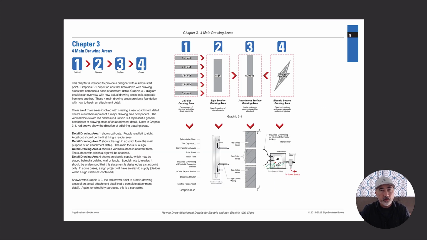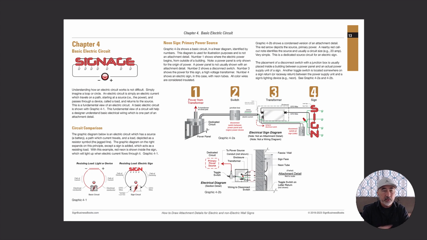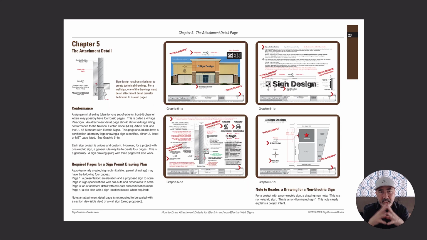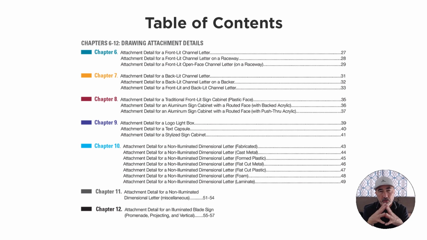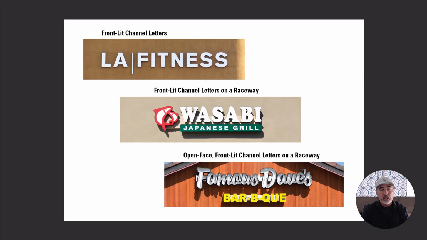Chapter 3 covers 4 main drawing components. What we do is reverse engineer the breakdown of an attachment detail. And Chapter 4 covers the basic electric circuit. Don't be intimidated, you don't have to know wiring. And Chapter 5 covers the actual attachment detail page. The table of contents also shows chapters 6 through 12, which is the meat of the book, which covers some of the most commonly sold sign types in the sign business.